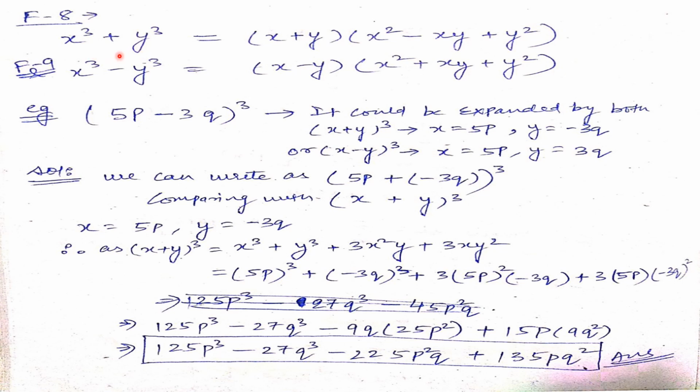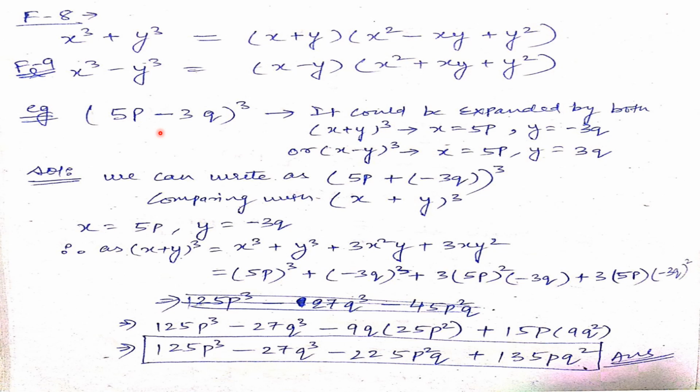Now, I hope I told you this in the last class only, na? This was done. Okay, it came again. Don't worry about this. Don't write again. Now, a question is there. (5p − 3q) whole cube. Just by seeing it, I get the idea of which formula? (x − y) whole cube. But suppose I am adamant that I will go with first formula only, that is (x + y) whole cube. Let's see both the ways.